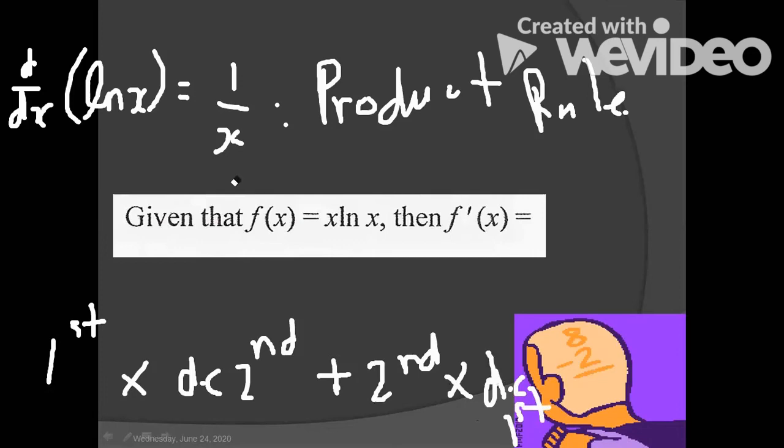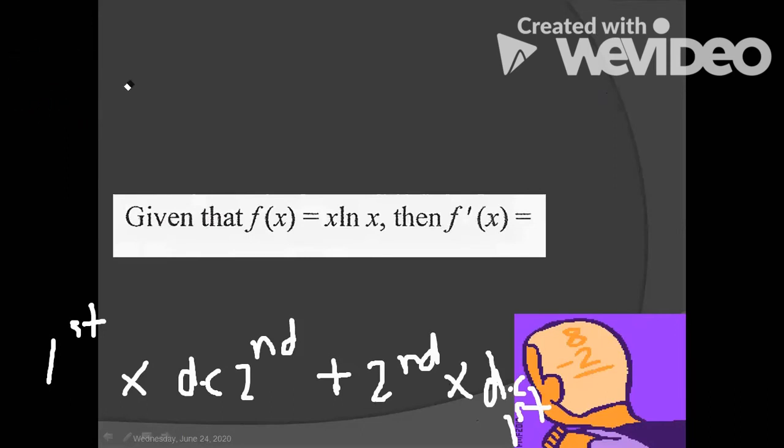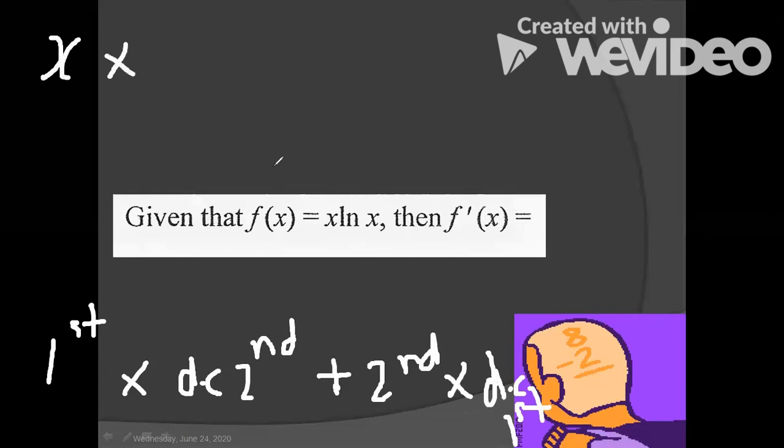So let me just erase the top piece here. Remember that when you differentiate ln x, we get 1 over x, and we also established that we're going to have to use the product rule. It says first. First means we just write back the first term, so we'll write back the x. First times the differential of the second means you differentiate the second term, so differentiate ln x.